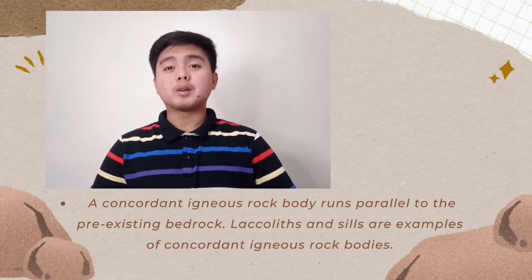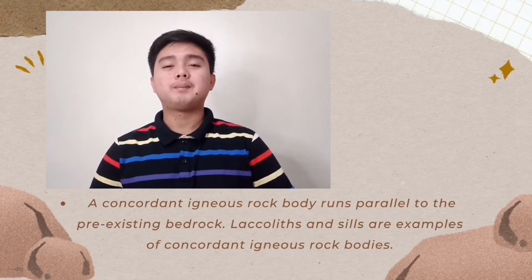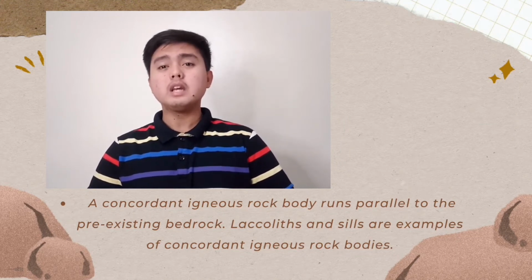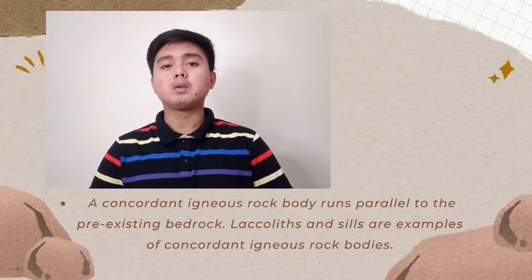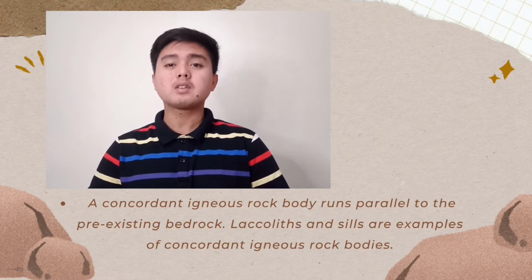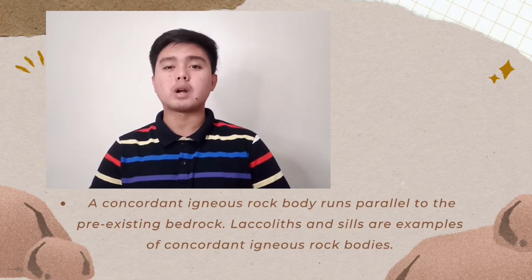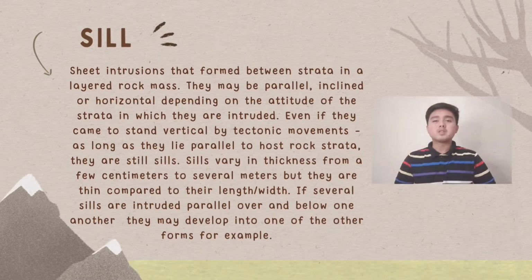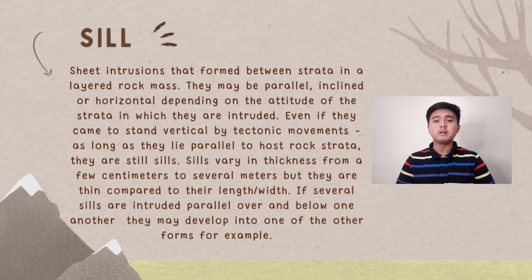Now, let's talk about concordant igneous rock. A concordant igneous rock body runs parallel to the pre-existing bedrock. Laccoliths and sills are examples of concordant igneous rock bodies. The number one example is sills, sheet intrusions that form between strata in a layered rock mass. They may be parallel, inclined, or horizontal depending on the attitude of the strata in which they are intruded.